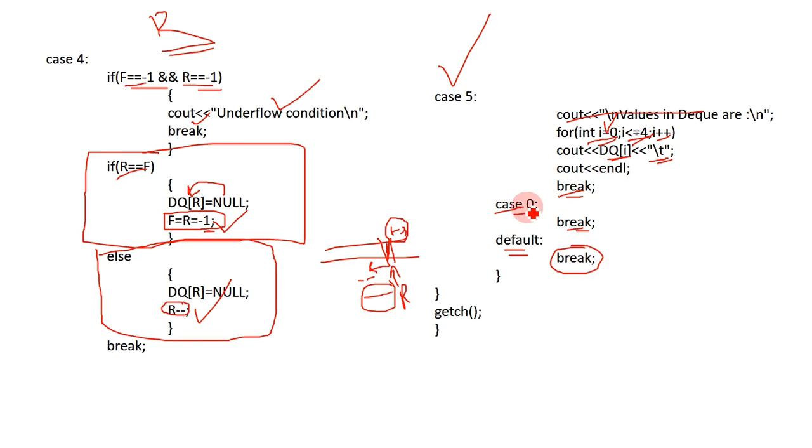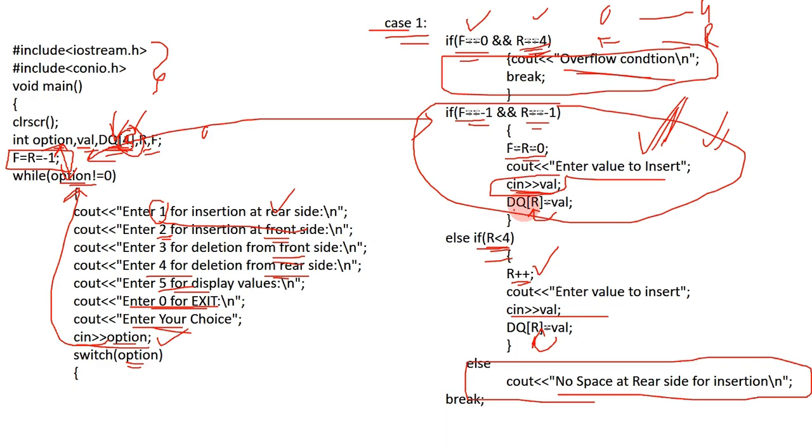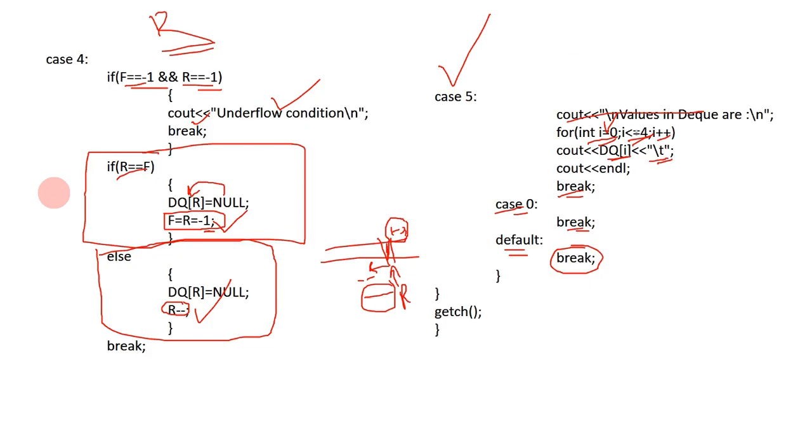Case 0: when you press 0, the control will go here, option is 0. When you print an option, this will go to the default case, and since option of 0 is not equal to 0 is false, the control will go outside the switch statement. This is the end of the switch statement, and this is the end of the while, so control will go outside this while loop, and to this getch. When you press any key from the keyboard, the control will return to the code.